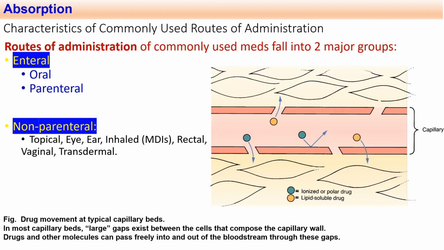And then the second group or second type is non-parenteral, which is neither oral nor parenteral. So it will be either topical, ophthalmic like the eye, otic, which is the ear, inhalation like MDIs, metered dose inhalers, rectal, vaginal, or transdermal. All these types of routes of administration belong to what is called the non-parenteral classification.